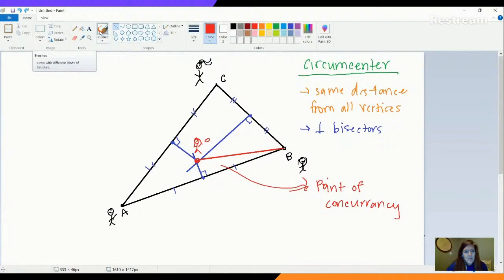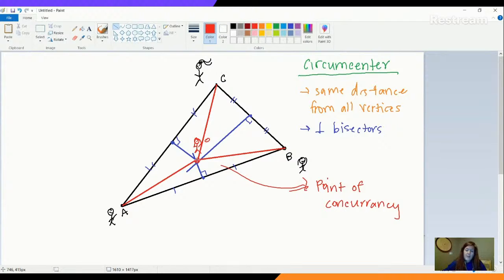And then I measured from me to Alex. That's also 10. And then I measured from my point of concurrency to Kathy. That's also 10. So all of these three red segments that I just drew are the same distance from the center, which I'm going to call the point of concurrency.